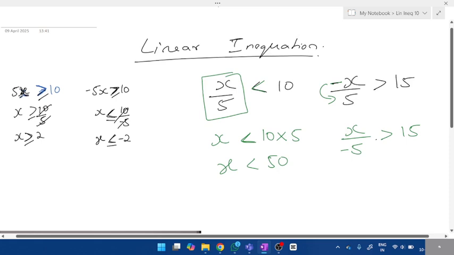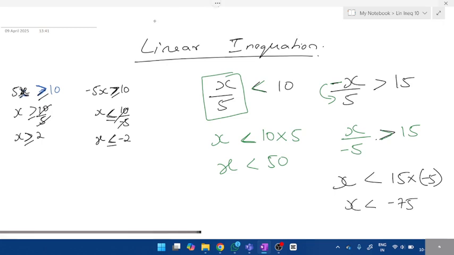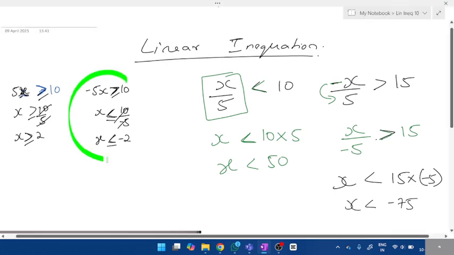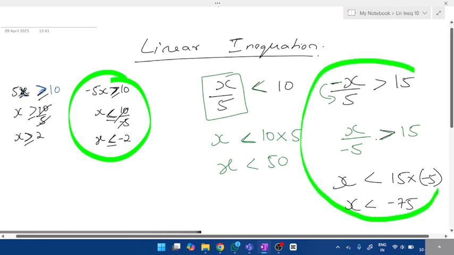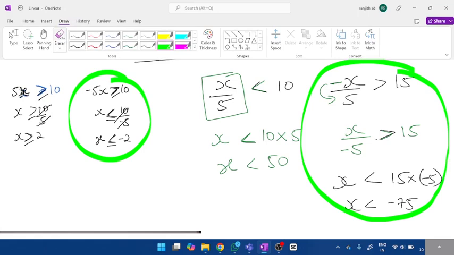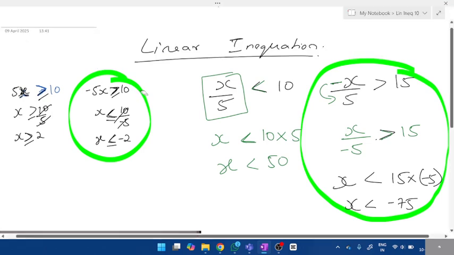minus from numerator, we'll shift it to the denominator. Now, what happens to this minus 5? If it goes to the other side, it gets multiplied, right? Division minus 5. Now, which number did we multiply, positive or negative? Negative. So the greater than symbol will become lesser than. So x is lesser than minus 75. Okay, so these are the two things where the sign will change because of positive and negative value. Is this clear? Calculation part? Okay, this is main.